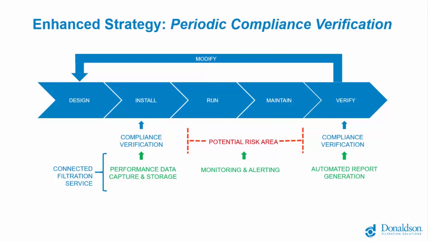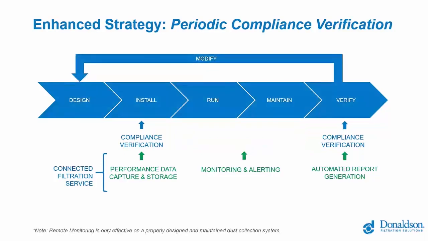But the most important part really is in that risk area where we've got monitoring and alerting. So now you're not blind to how the system is working. You're getting data from the machine. You're getting alerts if the machine is no longer working within its design parameters, so you can proactively address those concerns before you get to an official compliance verification. More importantly, before you potentially expose your employees to increased exposure, or you've had elevated levels of emissions into your plant or outside into the environment.